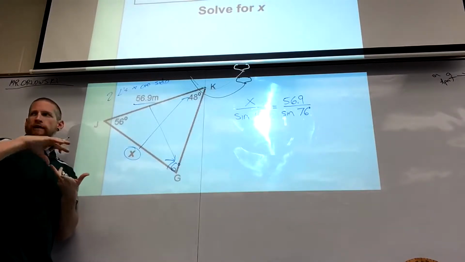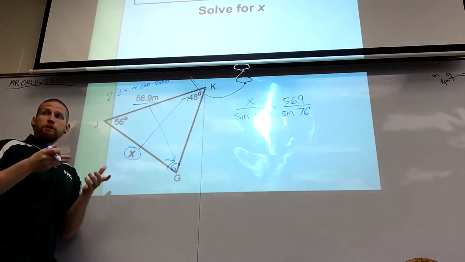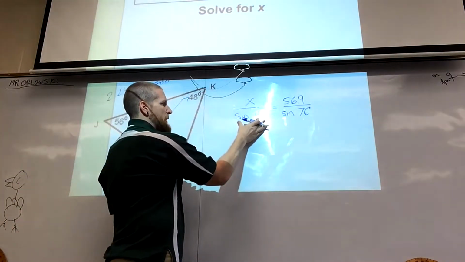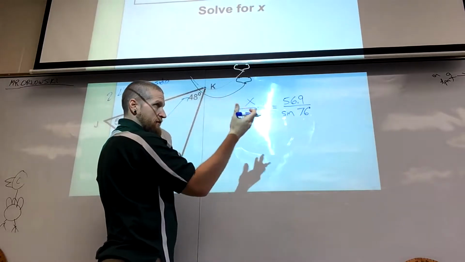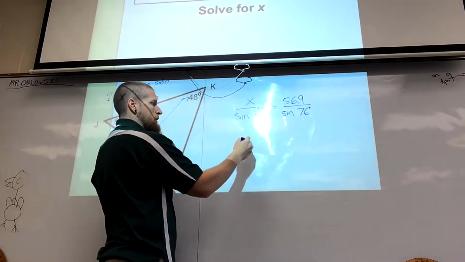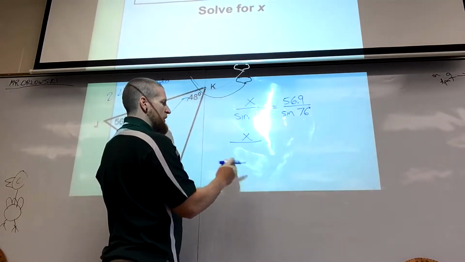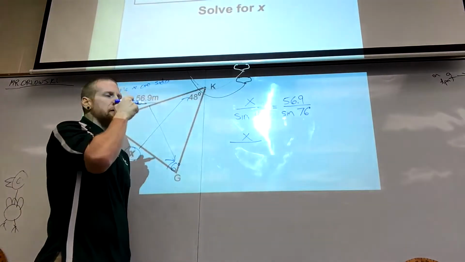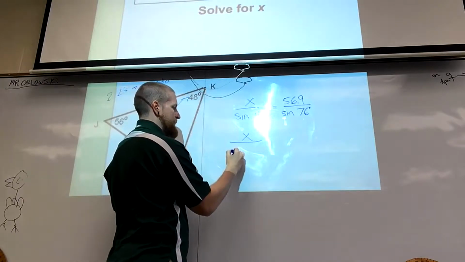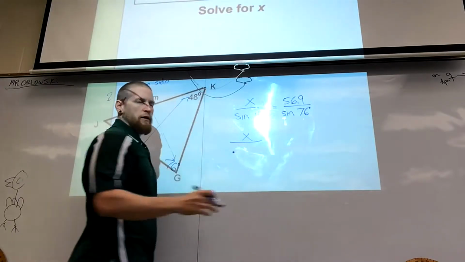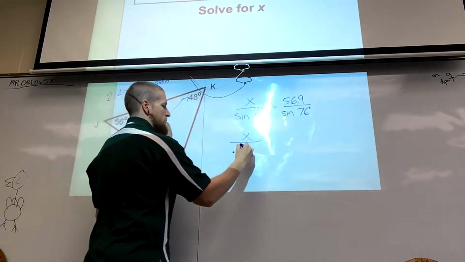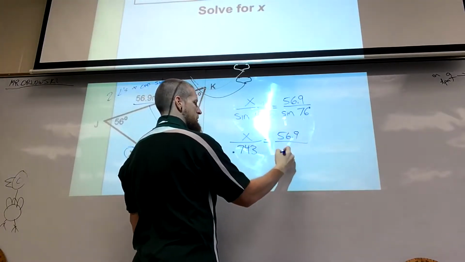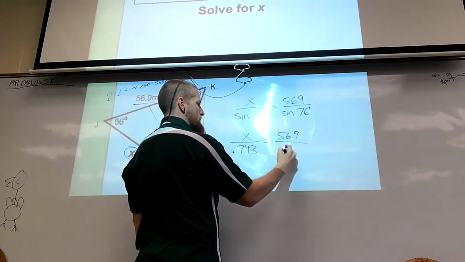For the sake of keeping it a little bit simpler, before you do the cross multiplying, I would say make the sines of each angle into decimals. Sine of 48 is, I don't have these written down. What is sine of 48? And then what's sine of 76? 0.9702.